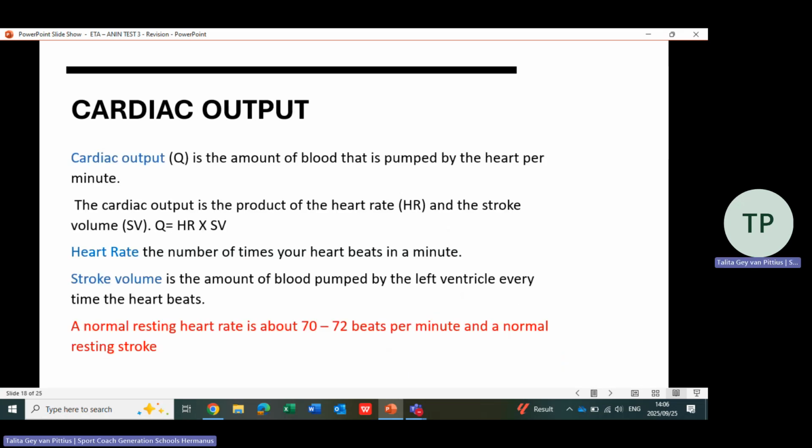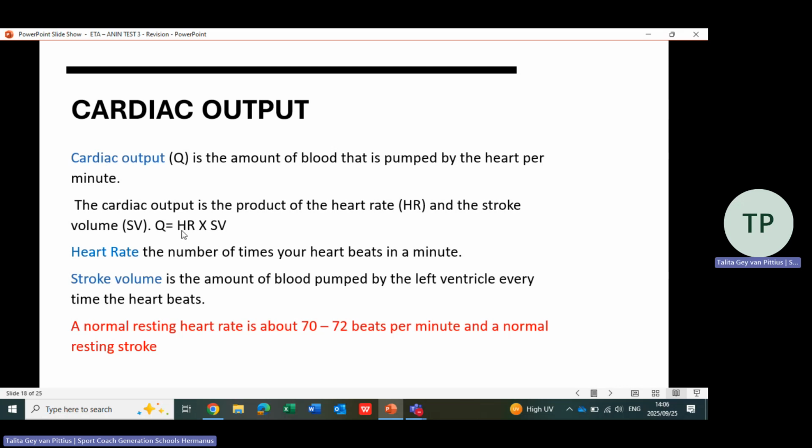All right. You also need to know cardiac output. You need to understand cardiac output is the amount of blood that is pumped by the heart per minute. You need to know what the formula is. Cardiac output is Q. It stands for Q. So that's the formula.